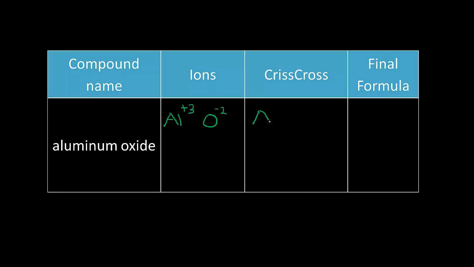Okay, now we're going to crisscross. I'm going to rewrite this formula here. I apologize for the bad handwriting. This 2 is going to go down by the Al, so we've got Al2, and this 3 is going to go down by the oxygen, so we have O3, and we drop these charges. This means that we have 2 aluminums and 3 oxygens for this compound aluminum oxide, and our final formula is Al2O3.